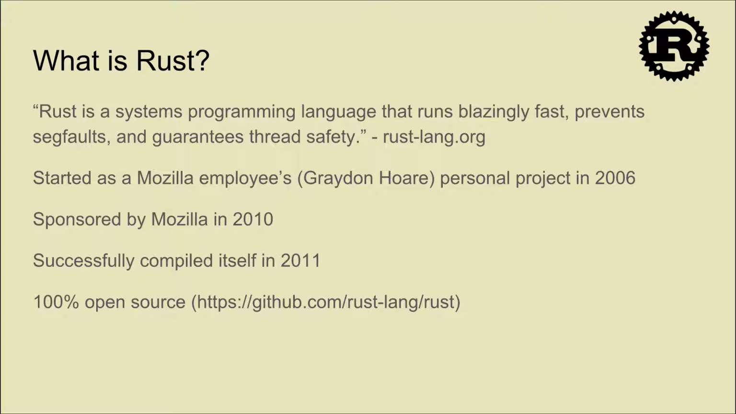And this is another great thing about Rust. It's 100% open source. This is the repo for the compiler. It's on GitHub. They accept pull requests. You can file an issue if you find a bug or have a feature request. It's very, very cool. The Rust community is super open.